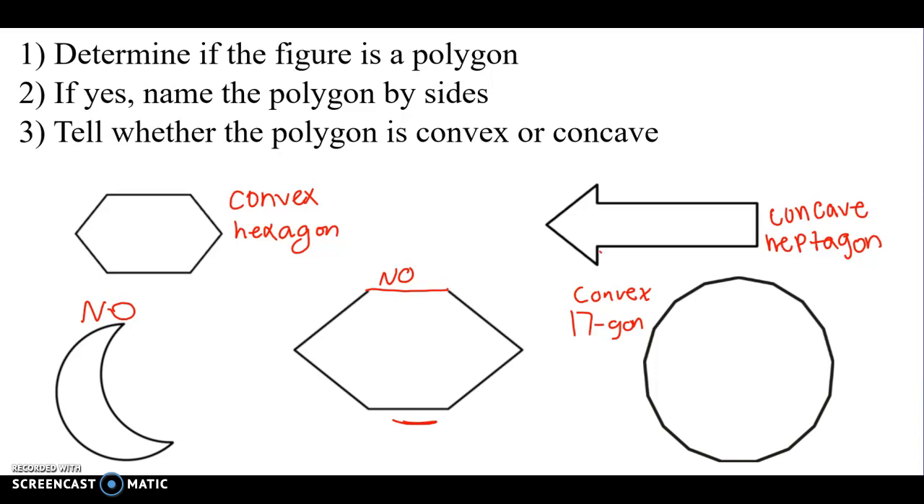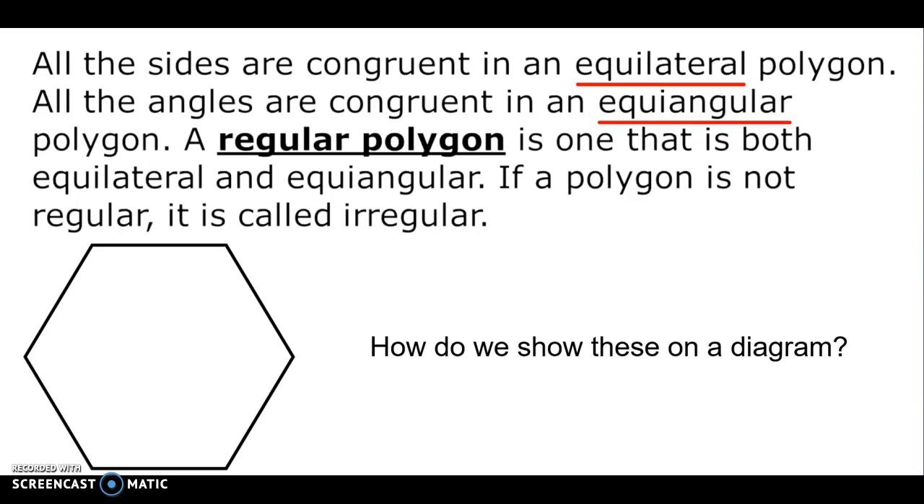Arrow right here. Concave, because we have a diagonal right here that goes outside of the polygon. That's good. It caves in, so you can see that it's concave. And how many sides does it have? 7, so it's a heptagon. And this little shape right here, 17 sides, so it's a 17-gon. No, I was kidding.